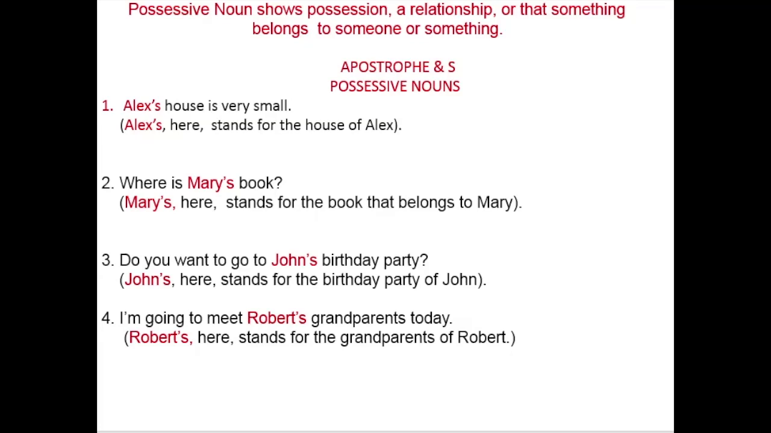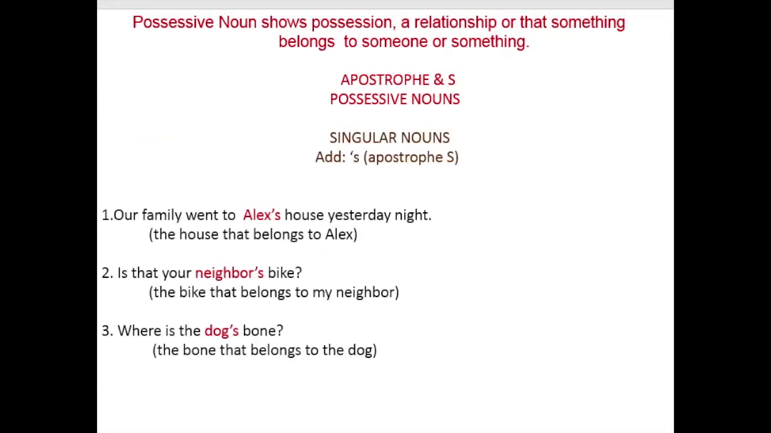Sentence 3. Do you want to go to John's birthday party? The highlighted word John's here stands for the birthday party of John. Sentence 4. I'm going to meet Robert's grandparents today. The highlighted word Robert's here stands for the grandparents of Robert. Singular nouns. Here again we are going to see three different sentences. Our family went to Alex's house yesterday night. So the highlighted word Alex's tells you that the house belongs to Alex.